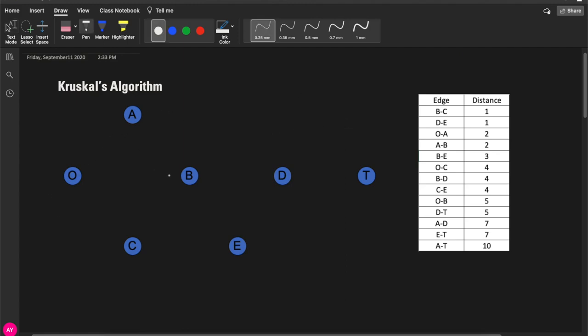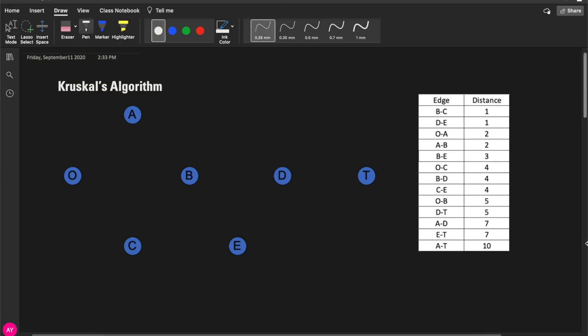Okay, so what I have here are the 7 nodes: O, A, B, C, D, E, and T. And what I have here on the right is a list of all the edges, sorted from the lowest distance up until the one with the highest or longest distance. Okay? And according to Kruskal's algorithm, you start adding the edge, as long as adding the edge will not create a cycle.